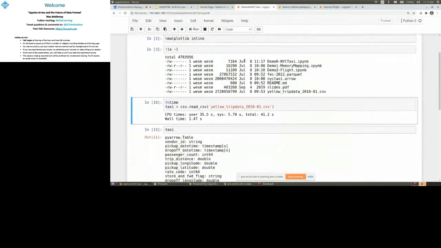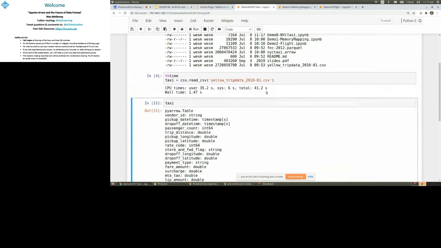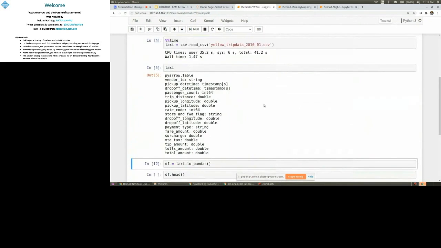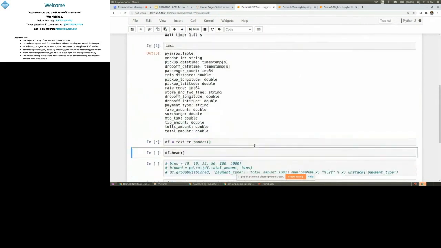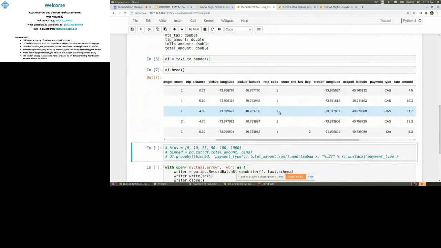So in this demo, I have a CSV file that has a little over 2.5 gigabytes of data. This is a popular data set containing taxi fares from New York City yellow cabs. So I'm going to load that CSV file into an Arrow table. I'll talk a little bit about what an Arrow table is, and you'll see that I'm going to convert it to Pandas, which I'll talk about what that conversion means. And this is the first 5 rows of that table.